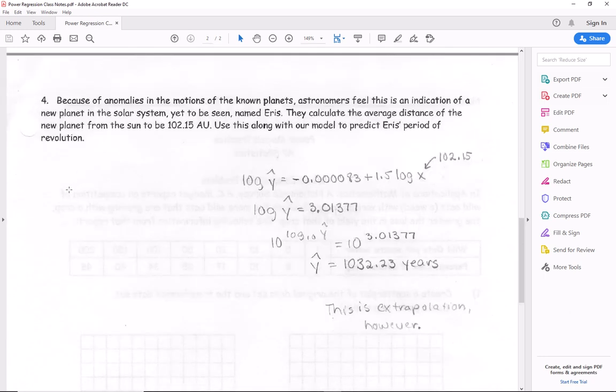All right, so because of anomaly in the motion of the known planets, astronomers feel that there is an indication of a new planet in the solar system. And so they calculate the average distance of the new planet from the sun to be 102.15 astronomical units. Now that is extrapolation. I don't like that. It's not a good thing. It's never a good thing. So I noted that it was.